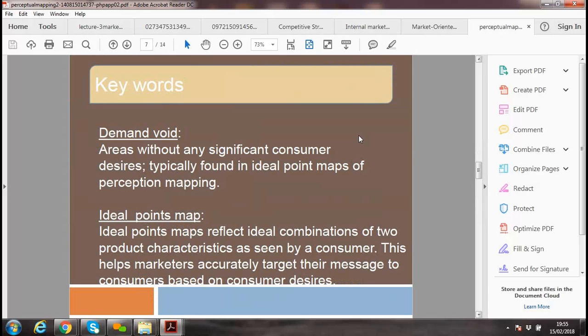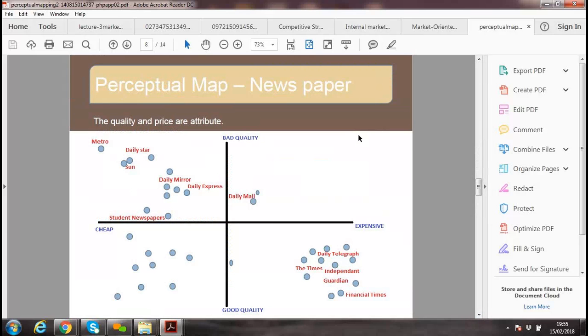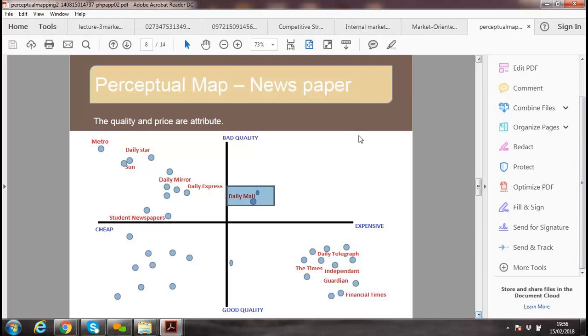Okay, so this is a perceptual map, about newspapers: it could be bad quality, cheap, expensive, good quality. Different newspapers, like free newspapers such as Metro, people have different perceptions. This is a perceptual map about the quality and price attributes. We have newspapers here: The Times, The Independent, The Guardian, the Financial Times. A lot of people read them and think they are good in terms of information, but maybe very expensive, or maybe bad quality. Some people have a different perception, so we can do interviews, then show the results on the perceptual map.